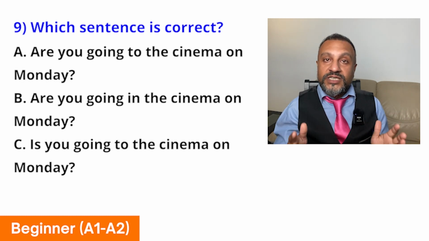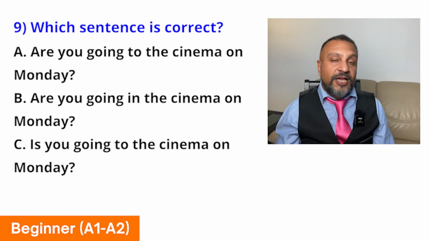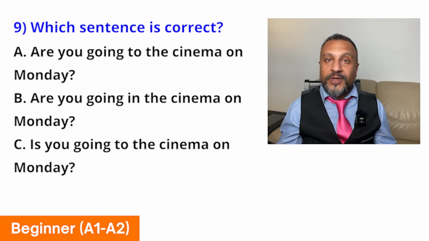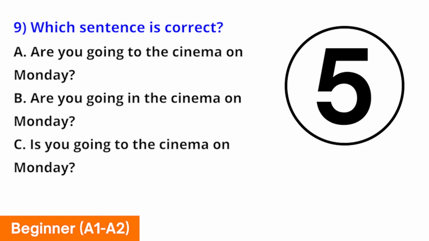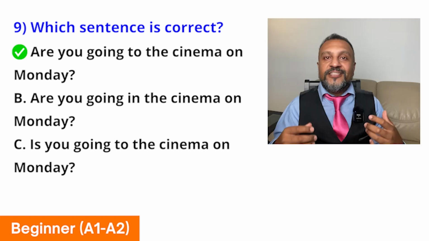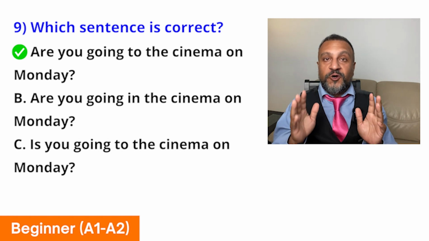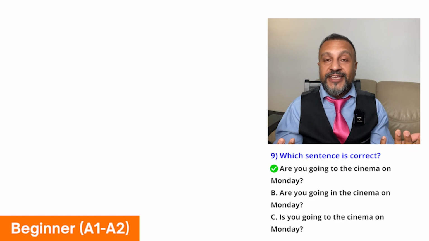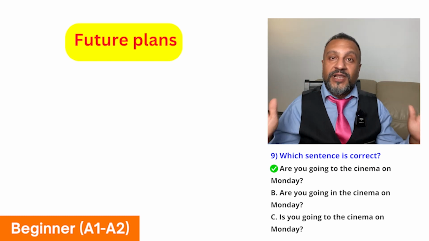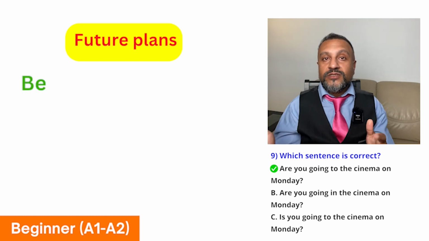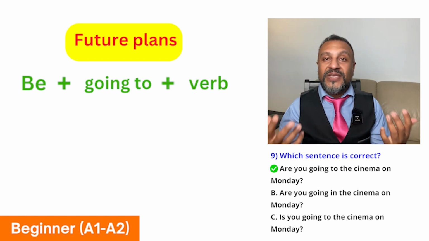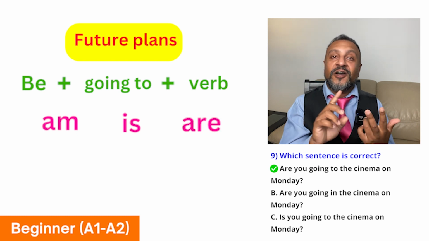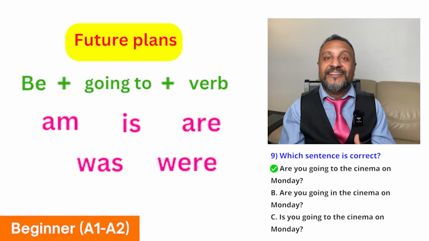Are you going to the cinema on Monday? Are you going in the cinema on Monday? Is you going to the cinema on Monday? The answer is, are you going to the cinema on Monday? But why? Here we are talking about future plans. When you talk about future plans, we have be plus going to plus the verb. And be stands for am, is, are, was, were.